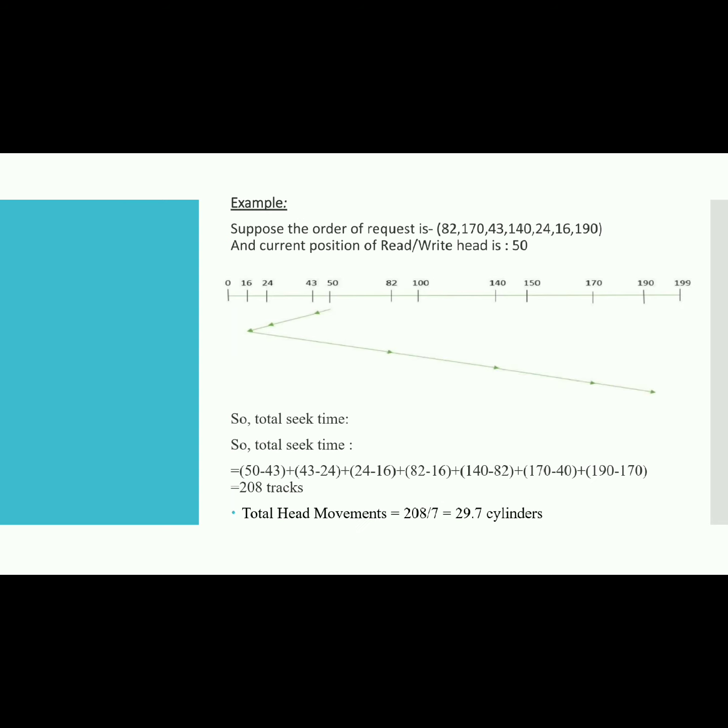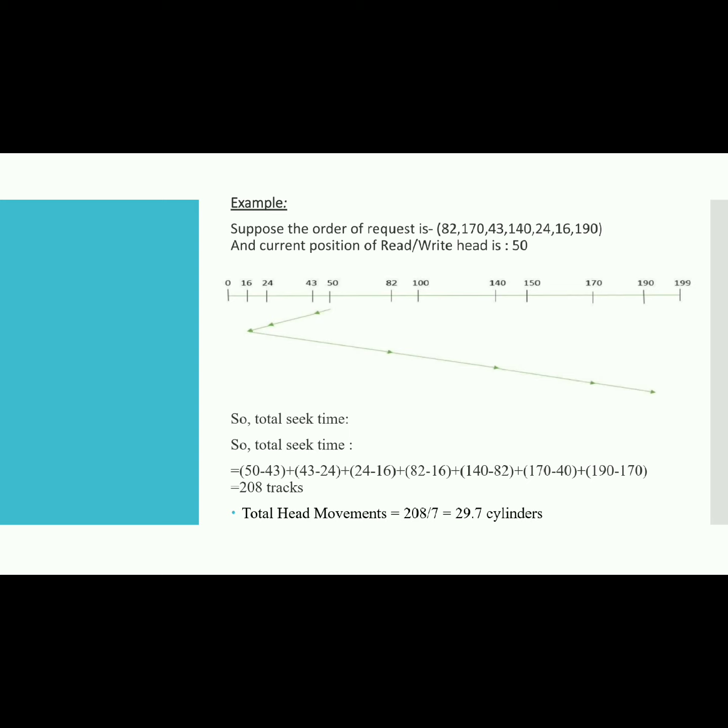Example: you have the same question and the current position of the head is 50. Now we draw the timeline and start marking from the head. So starting from the head, 50, we have to check the smallest request. We have two numbers, to the left and to the right. Comparing them, 43 is nearest, 82 is far. So the smallest and nearest one is 43. So it goes to 43, and then to 24, 16, and then goes in the opposite direction to the larger values.